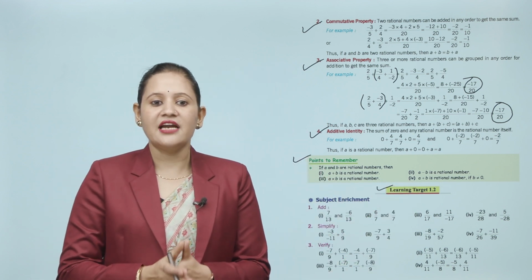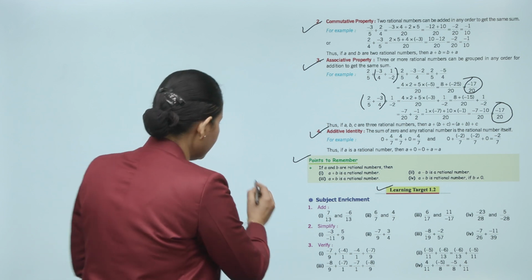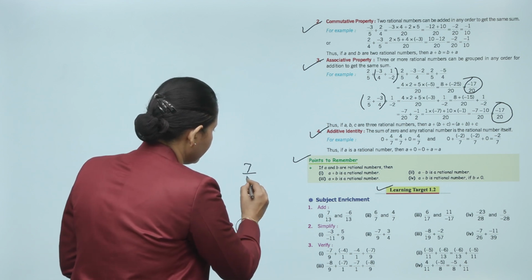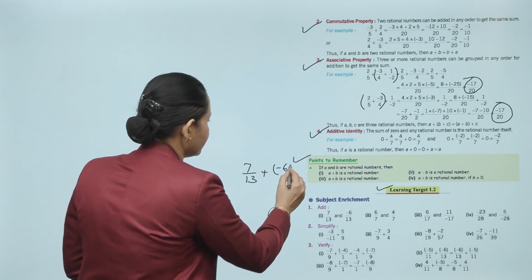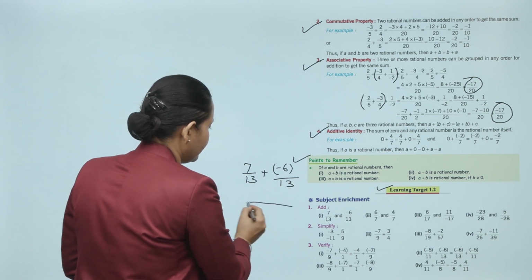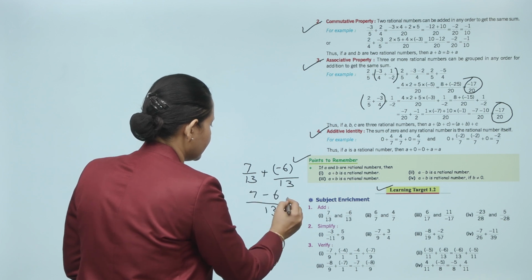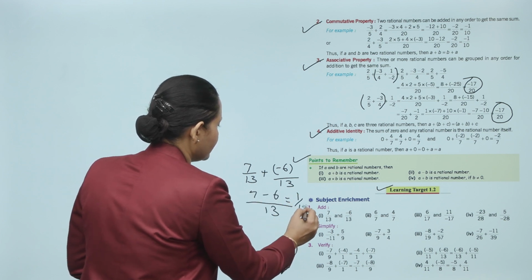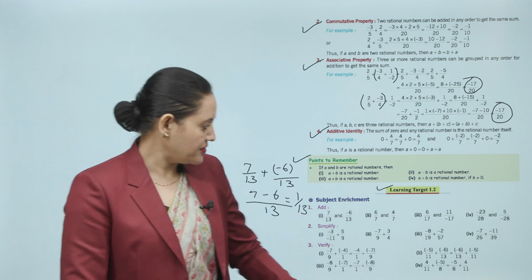Next, learning target 1.2. Subject enrichment: add 7 upon 13 and minus 6 upon 13. So, we'll add 7 upon 13 plus minus 6 upon 13. Denominator same है, write the denominator here, 7 and minus 6, that is 1 upon 13. Clear? So you have to do all the questions.